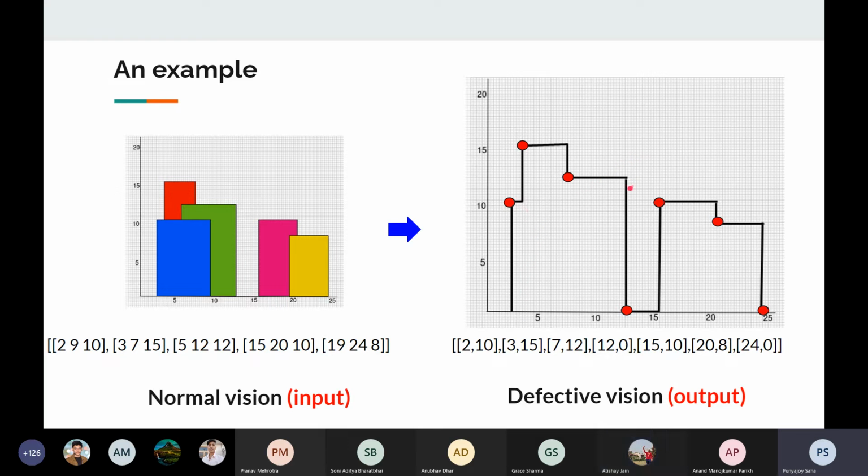Similarly, if you check any other points also, let's say this point, this can also be represented using these 2 points. So you move from 3 to 7, you move here, and then from 15 to 12, you move downwards to reach this point. So this is the minimal representation of the points that can describe the outline completely.